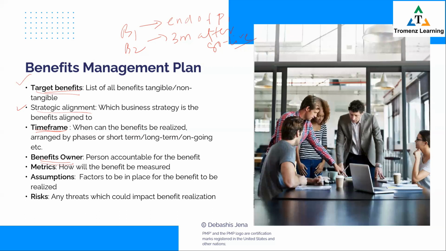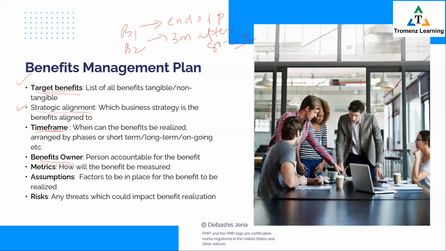For example, in my order management system, the benefit was that orders would be processed 30% faster. Now give it a thought. Who is going to achieve that benefit? We've got a sales marketing team. These guys are going to process orders, so they're going to be achieving the benefit.